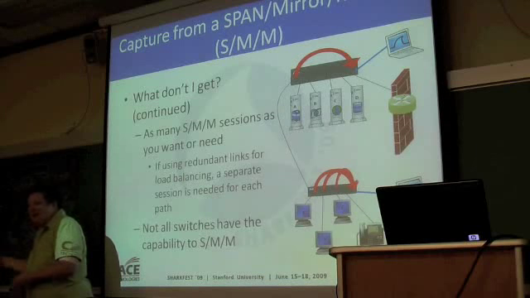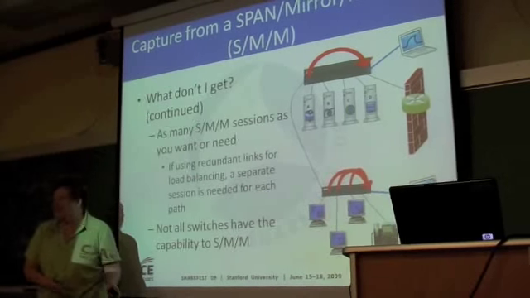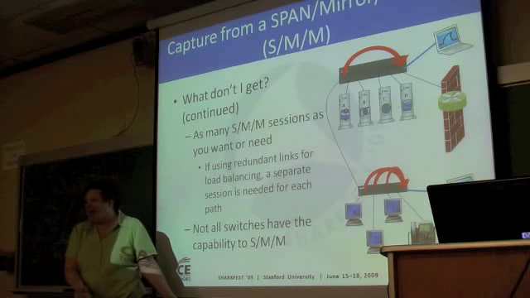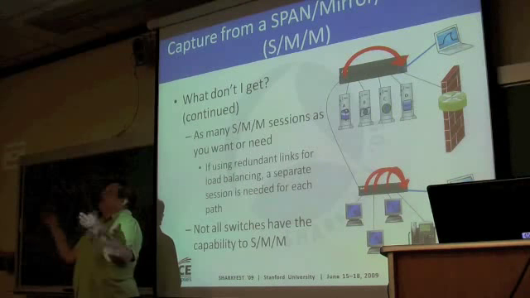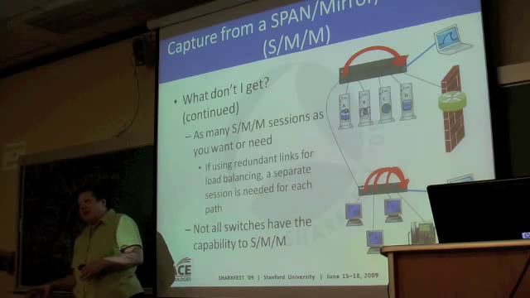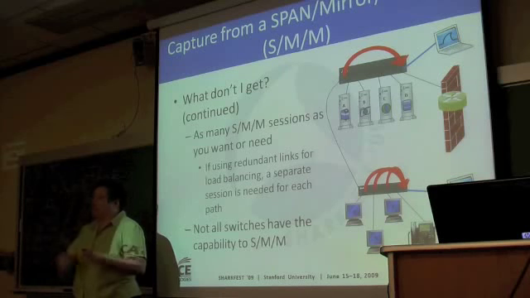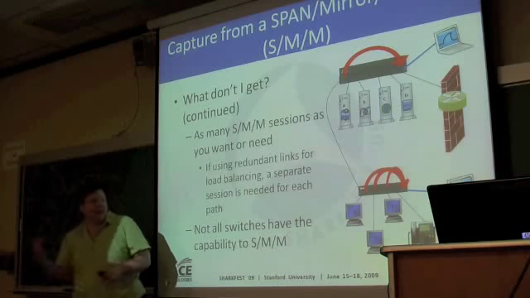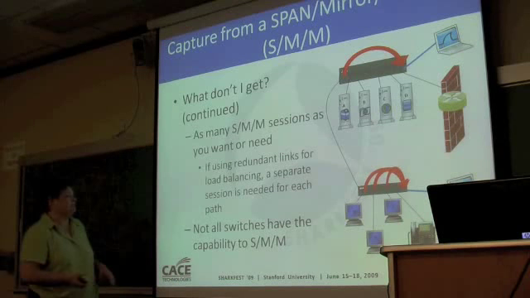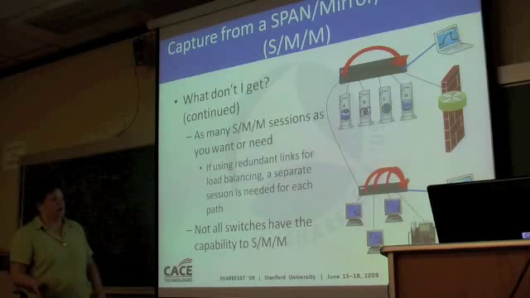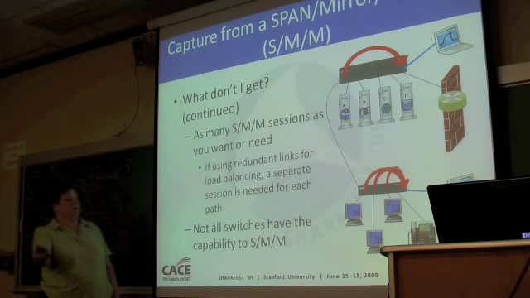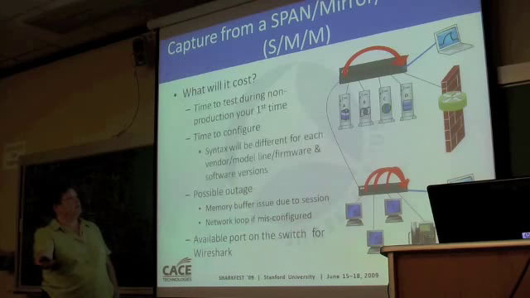So I know the client's getting what they need, but I'm not seeing it in Wireshark because it went down a different physical path. So then you have to set the span session for that one as well. Okay, so you can still get it. You just have to realize that you have to change that configuration to still get it. You've got to think about stuff like this. And of course, not all switches can do it, but most of them do. A good one will be able to do span sessions.